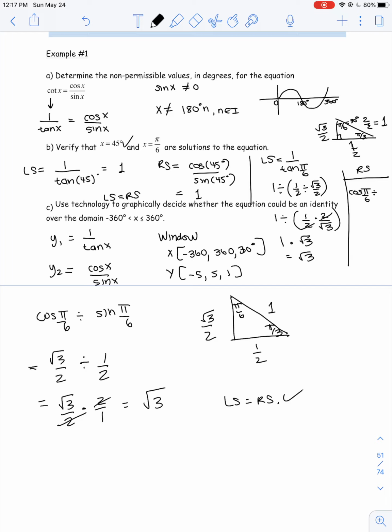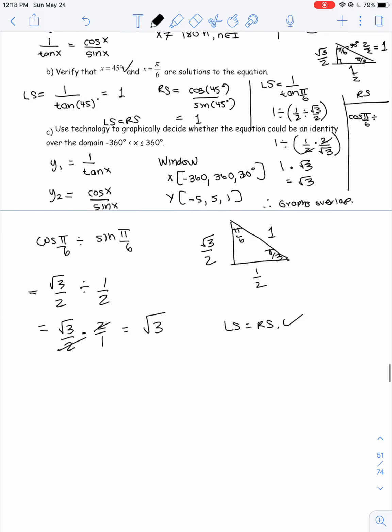So if I put y1 as one equation, y2 as the other equation, what you should find if you're confirming that these are identities is that one graph should go over the other graph. So they should overlap. So therefore, graphs overlap. Therefore, they are equal to each other. Left side does equal the right side.